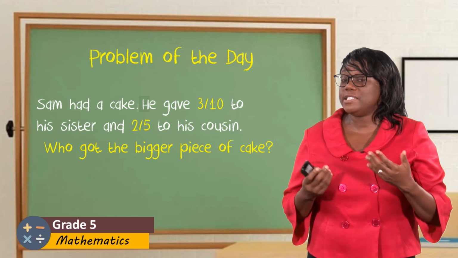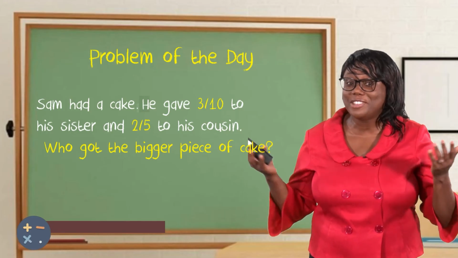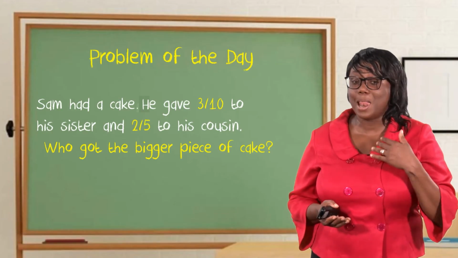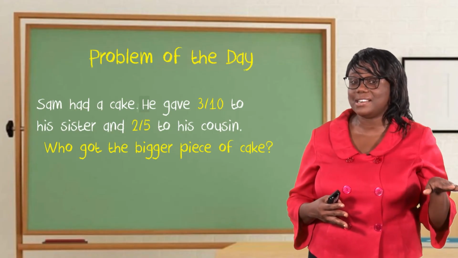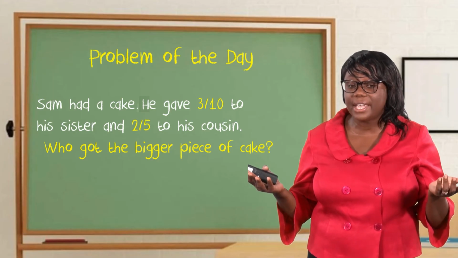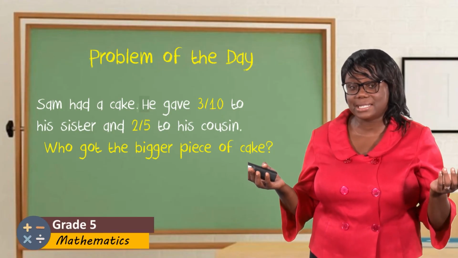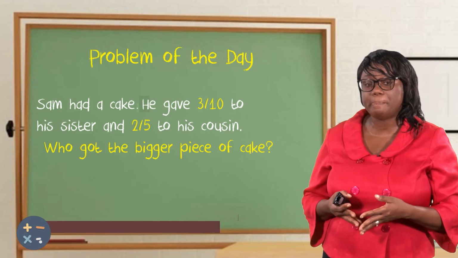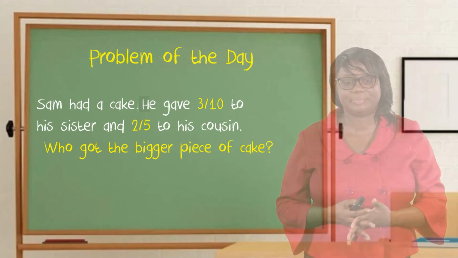So you know that we couldn't end this lesson without having the problem of the day. So the problem of the day, boys and girls: Sam had a cake. I love cake. I love sponge cake. He gave 3/10 to his sister and 2/5 to his cousin. Who got the bigger piece of cake? Take a minute and get that done.